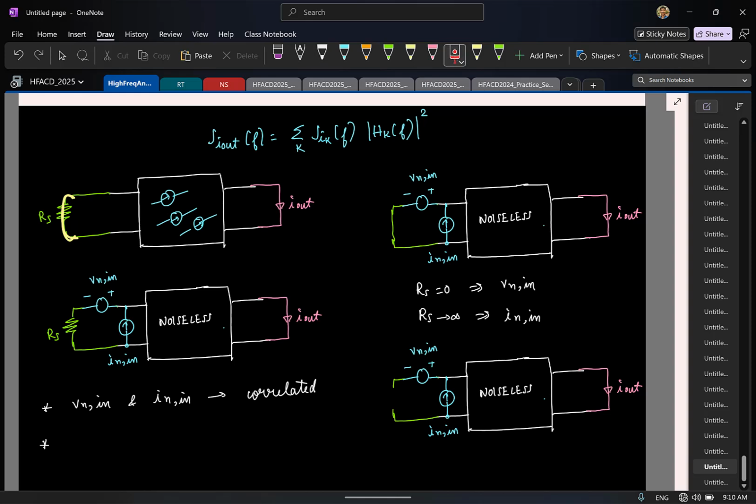Second is this, we already know that if RS is 0, the noise comes only due to the input referred noise voltage. Now let us say I consider a situation wherein the input impedance of the network is infinity. If my input impedance is infinity, then can you make any comment? Do you think we'll still need both voltage and the noise current, or one of them might be sufficient?